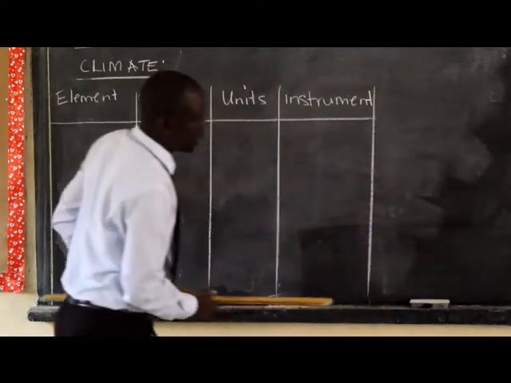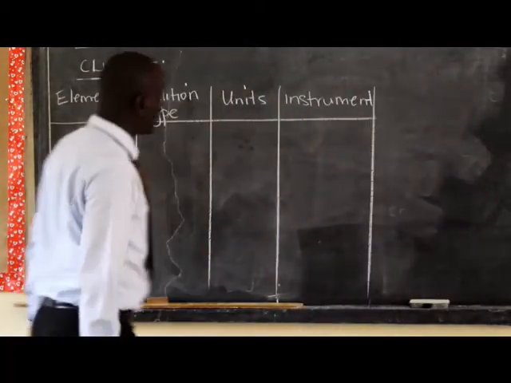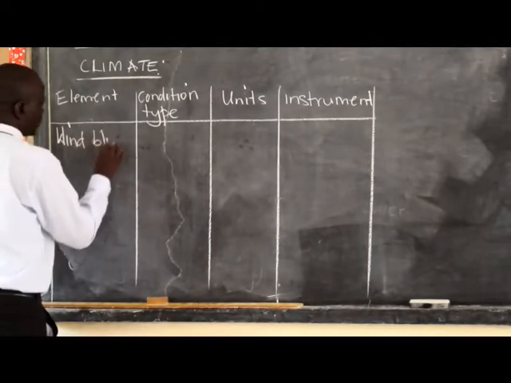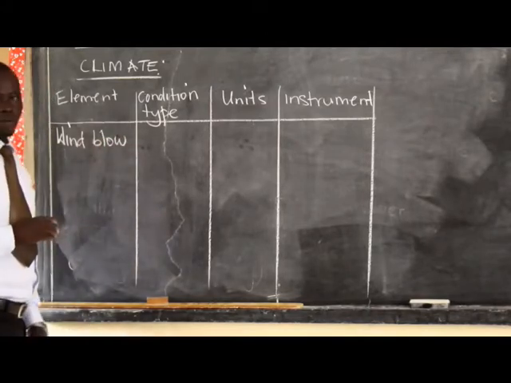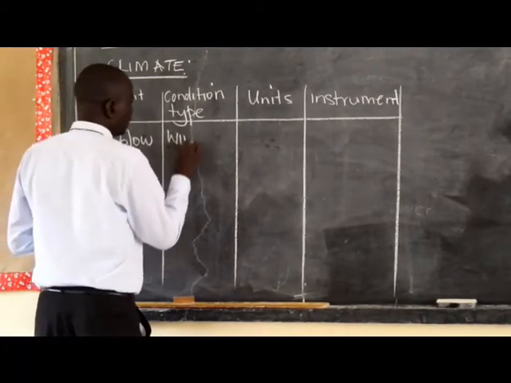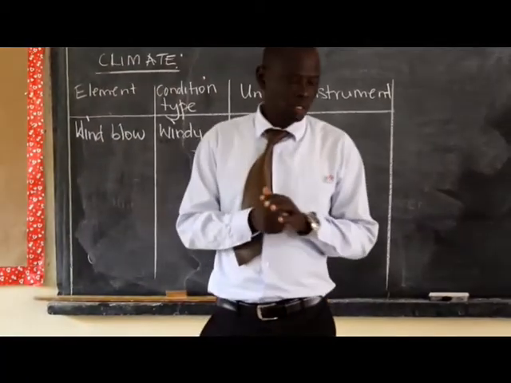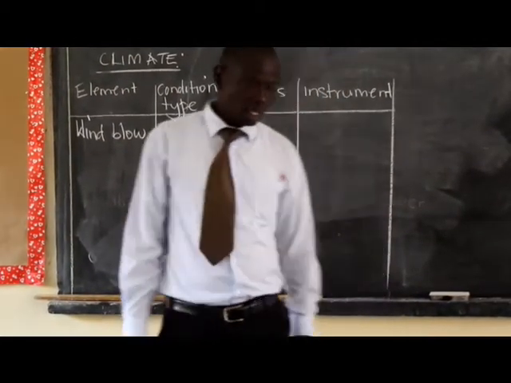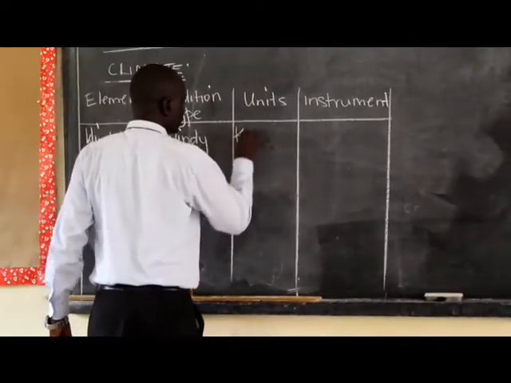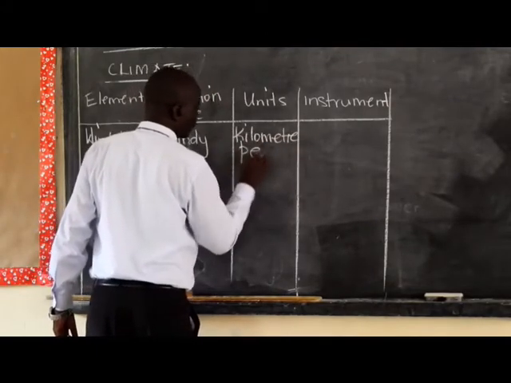So we are now moving to the fourth element. Now our fourth element is wind. At times you can call it the wind blow. And from wind as an element, we get a type which is wind. Now, what units do we use in measuring wind? Remember, wind blows very fast. So we use kilometers per hour.